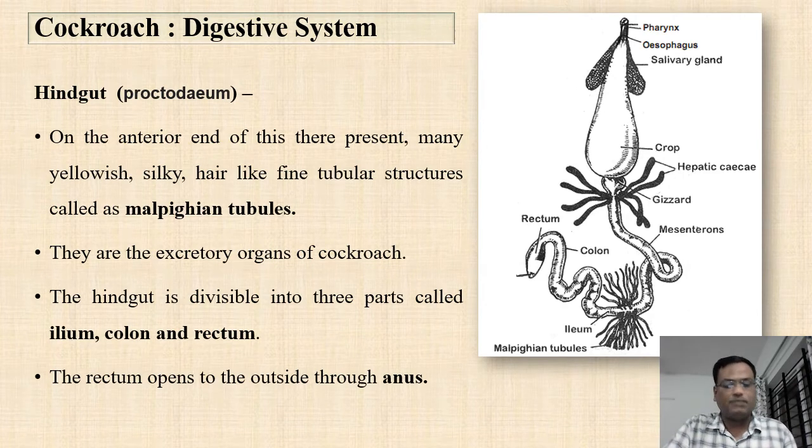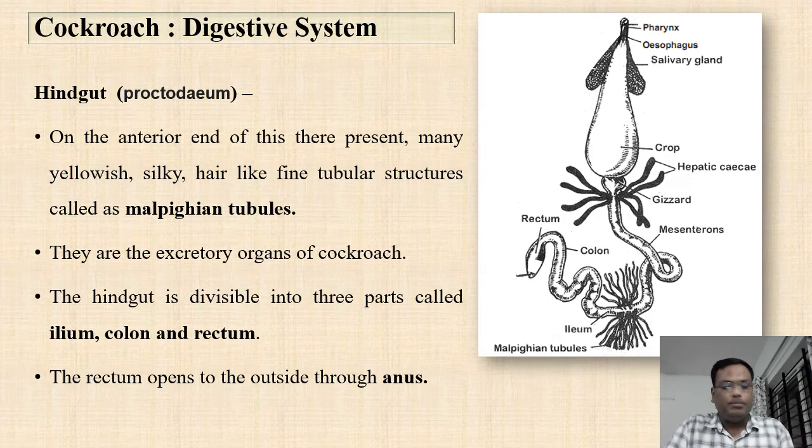Hindgut, the last part of the alimentary canal, is also called proctodeum. In the anterior part of the hindgut, at the junction of midgut and hindgut, we find a large number of small thread-like structures which are yellowish in color. These yellow colored thread-like structures are called Malpighian tubules. These Malpighian tubules are excretory organs of the cockroach.